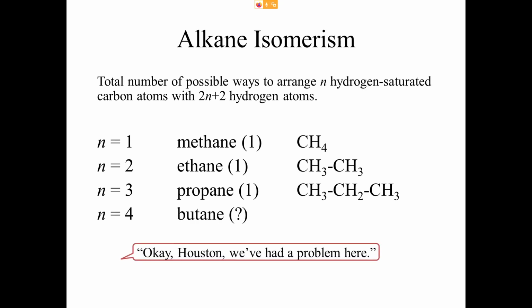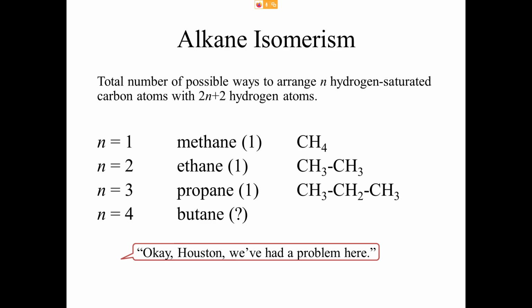Okay? But when I get to N equals 4, I encounter a problem. How many ways can I connect 4 carbons? So the most obvious way, which you're all thinking of, is to put 4 in a row, and I agree. Is that the only way? Can you think of another way to do it? You can do 2 double bonds. Well, no double bonds. These are all single bonds. I'm just looking at how many ways can I connect the carbons.